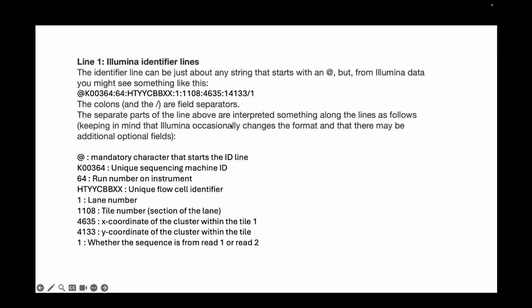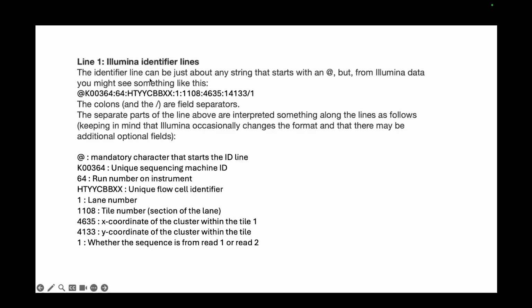The separate parts of the line above are interpreted something along the lines as follows. Your at the rate is the mandatory character that starts the ID line. So if you put an at the rate, the reader will identify that as an ID line. It will not read that as a sequence. It will read the line after that as a sequence. The next number here is the unique sequencing machine ID. You can encode that. 64 is the run number on the instrument, how many runs it has gone through, and which run's data is present in this FASTQ file. So in this case, it's 64.